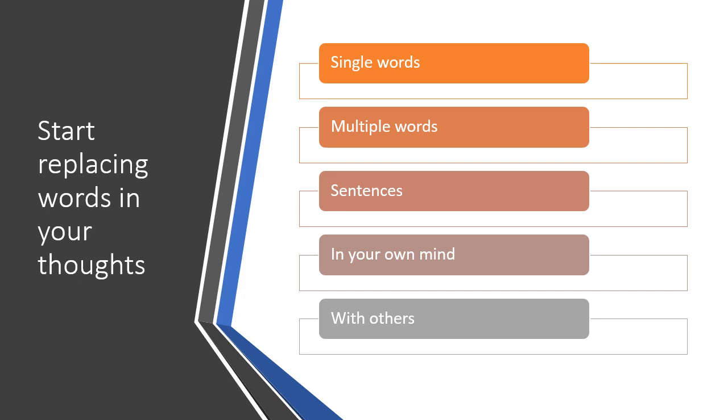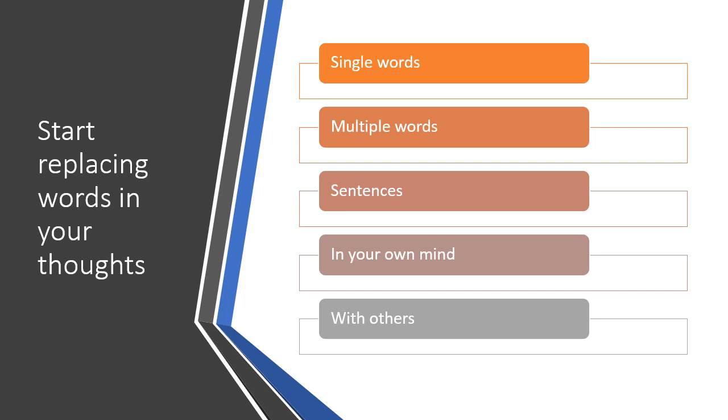Aham, want to eat rice. So at least one step at a time, we can start with single words and then gradually move on to replacing multiple words, like aham annam khaditum ichhami. Ichha is for wish, khaditum is to eat. Aham annam khaditum ichhami. So that makes it the whole sentence.